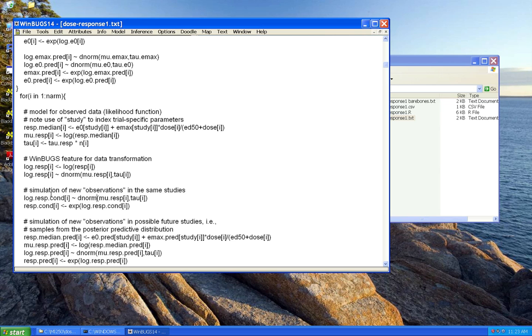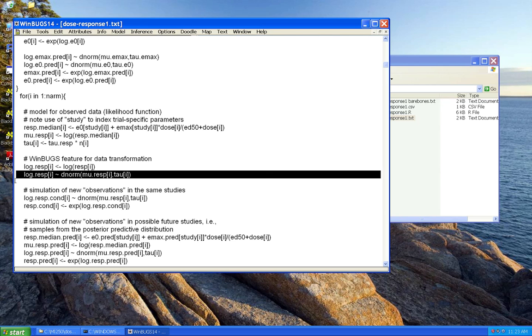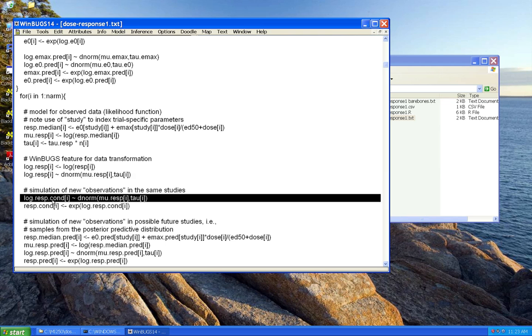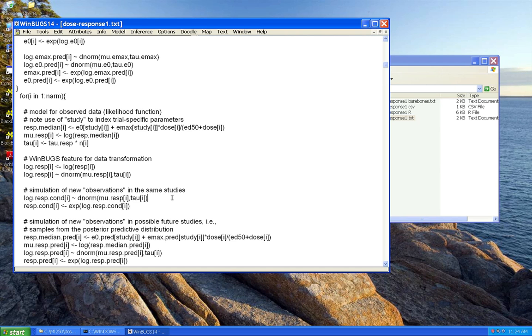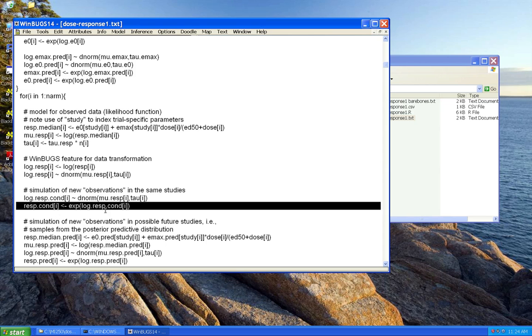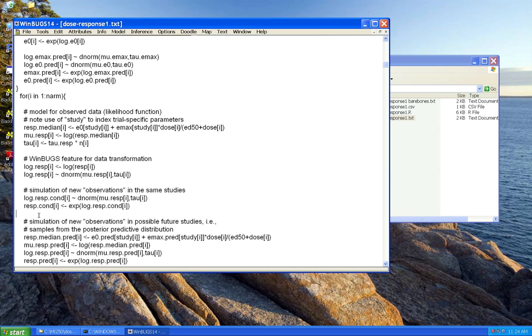And all you do for that is, see the likelihood here, I just repeat that and put a different name on the left-hand side. That gives me my individual predictions that represent the inference of, okay, what if I did the same experiment in the same patients in the same study over again? What would I predict would happen? And then this is just doing the back conversion to get rid of the log transform here.